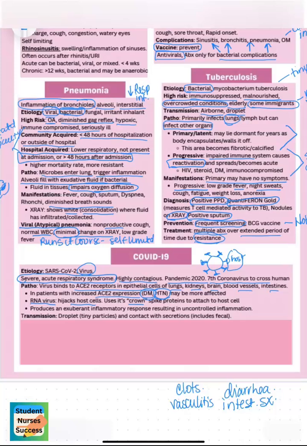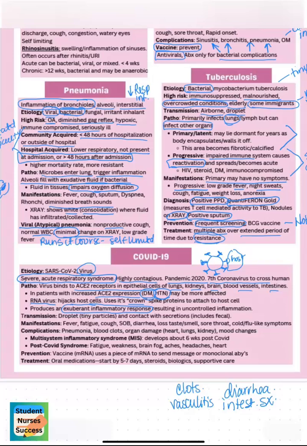And what happens is once it gets into those host cells, it produces what we refer to as an exuberant inflammatory response. So a big old inflammatory response and just causes uncontrolled inflammation. And that's where we get most of our symptoms from. Transmission is from droplet, tiny particles, and contact with secretions, including fecal contact. So it's spread in multiple ways.